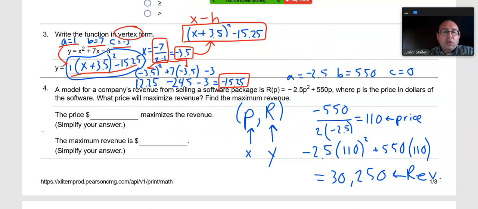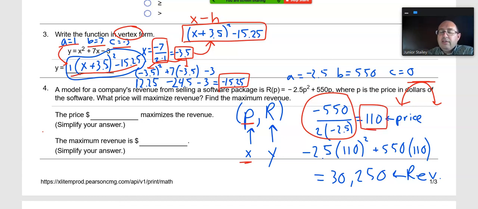Okay, so you've got a parabola. We know that this thing opens down because the a value is a negative number. So there is a maximum at the top where that vertex is. So we can do the opposite of b over 2 times a. But what we're finding, since the p value is your x, the price is your x value, then the first number that you find with your axis of symmetry formula, opposite of b over 2a, is actually the price at which you're going to sell the most.